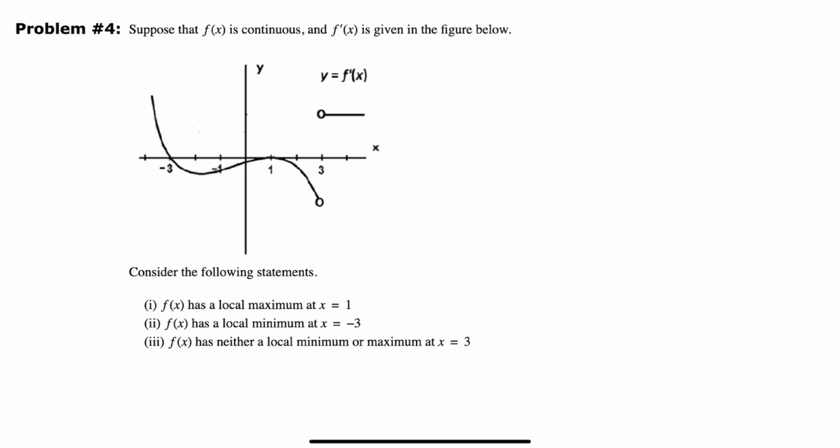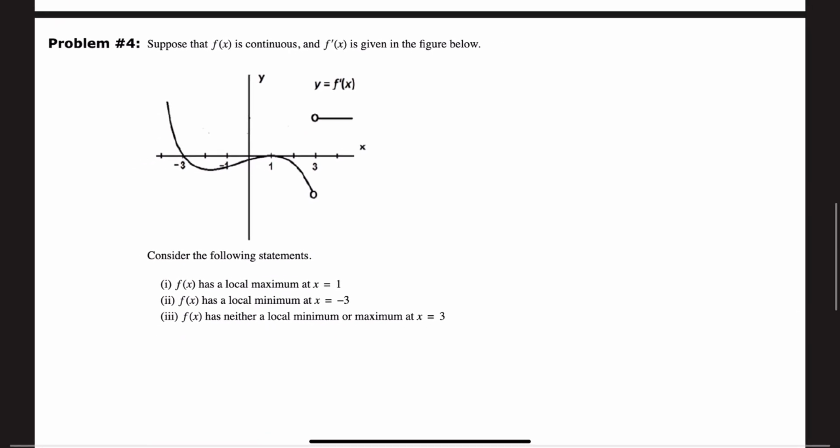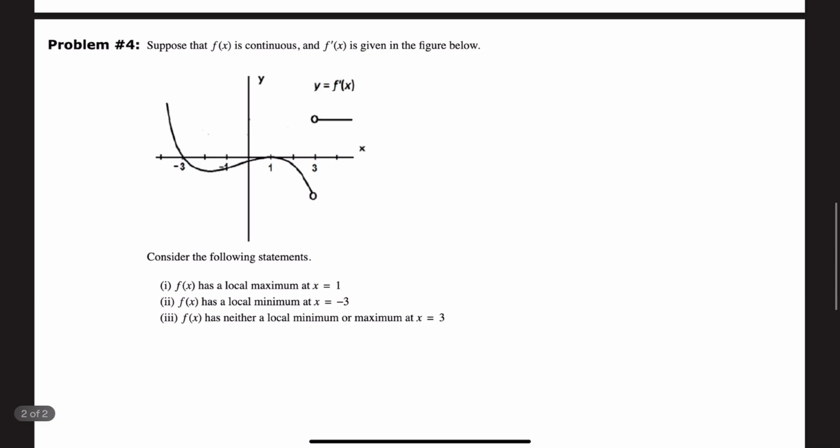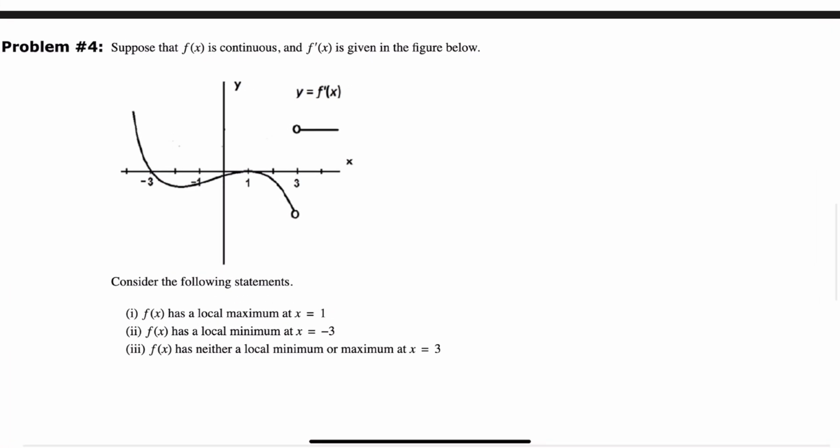The way we can do this is by using an interval chart or a number line, because we're given the derivative already. So we can go ahead and use the first derivative test. That way we can see when the derivative is positive or negative, and that will correspond to the original function f of x increasing or decreasing for those intervals.